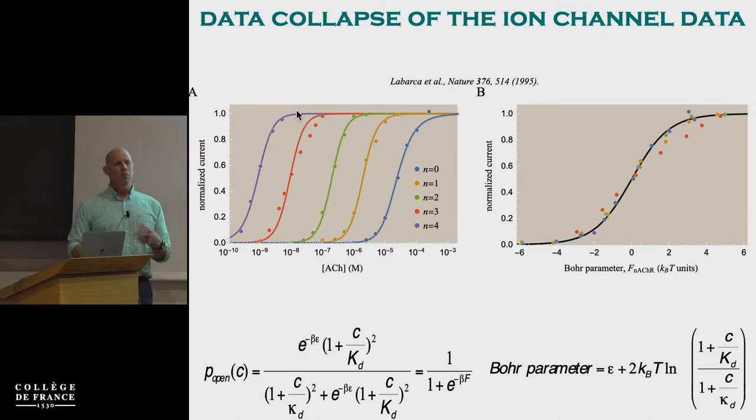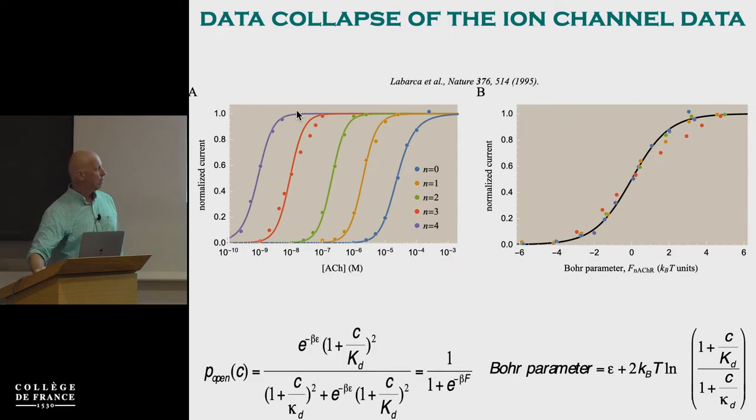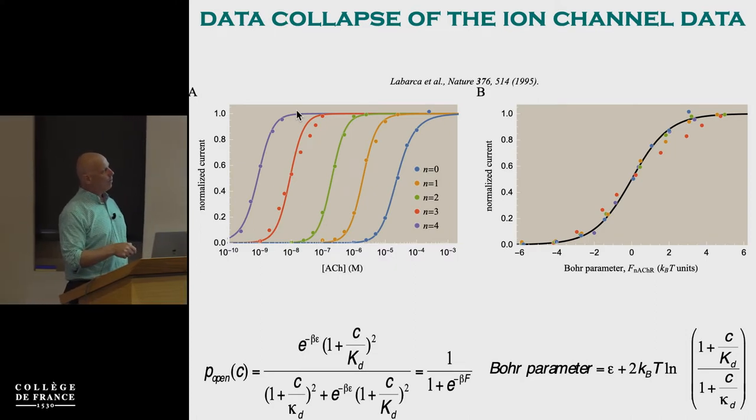Now, again, I realize I'm being somewhat technical, so let me try to convey the message here. The message that I want you to leave with is the idea that when we work in the lab, we choose variables that in some sense are chosen at our own convenience. But we need to at least consider the possibility that those variables are not the ones that the system cares about. We might need to choose some dimensionless variable, which is the natural variable of the problem. And I'm trying to make the claim here that what I'm going to refer to as the Bohr parameter is the natural variable of the problem.